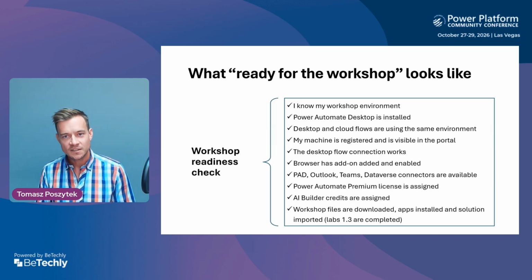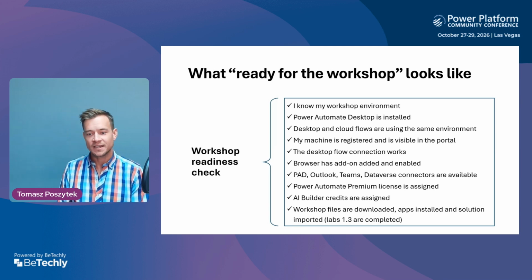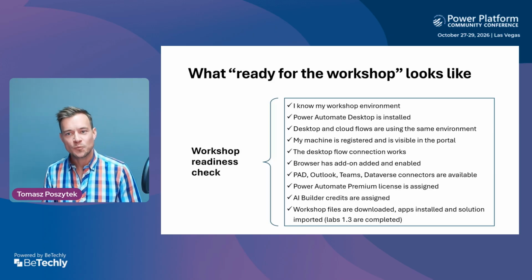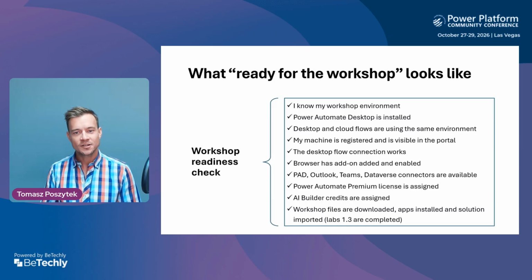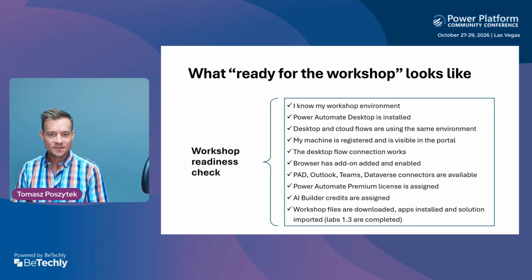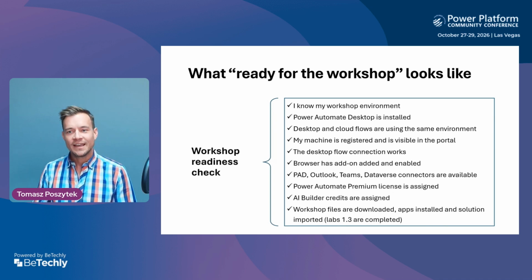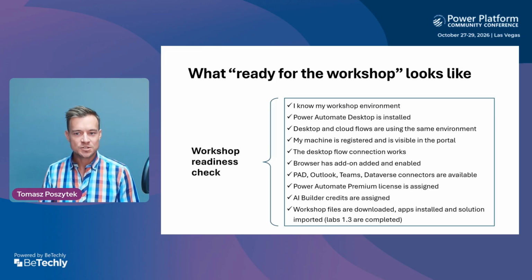That the DLP policy, if there is any, is not blocking any of the Power Automate Desktop, Outlook, Teams, or Dataverse connectors. That you have the required Power Automate Premium license assigned and AI Builder tokens. And that you do have all the workshop materials downloaded from the link I will be sharing later, closer to the workshop, because I still need to refresh them at the very last possible moment, because everything changes so rapidly in the Power Platform world that it will possibly happen that 2 weeks before the workshop, some screenshots will already be outdated.